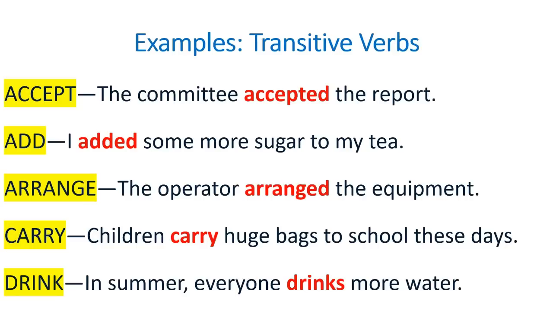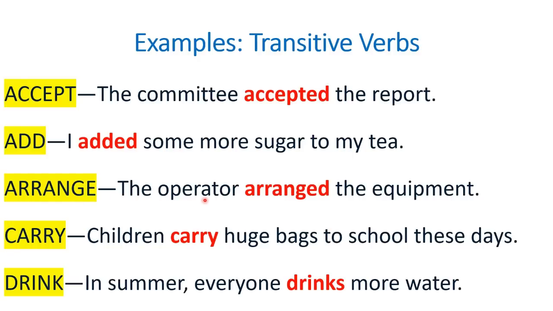Accept. The committee accepted the report. The report is the object, committee is the subject, the verb is transitive. Add, next one. I added some more sugar to my tea. I is the subject, added is a transitive verb, some more sugar is the object. Now one more object is there, but that is with a preposition. To my tea. So the preposition to is used here for tea. So we say to my tea, not the direct object. You can say I added some more sugar and complete the sentence. So subject, verb, object. Next one is arrange.